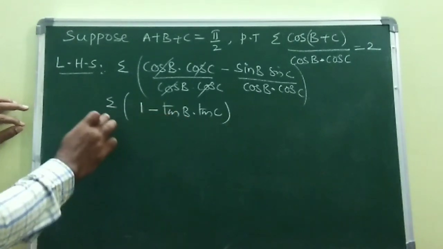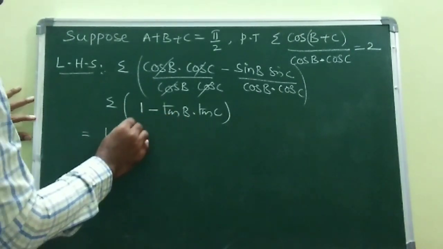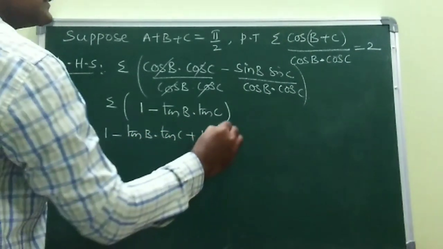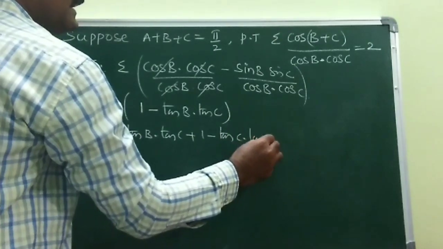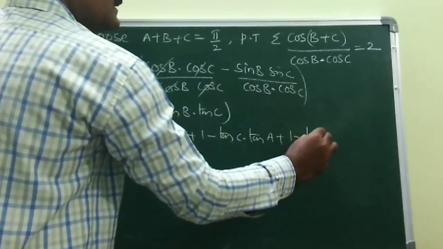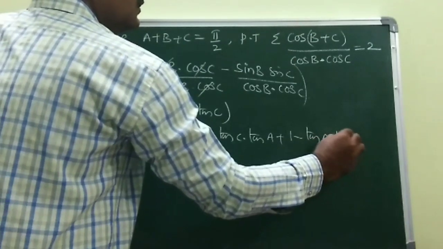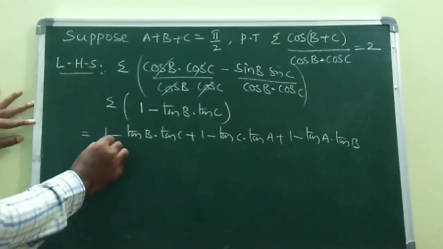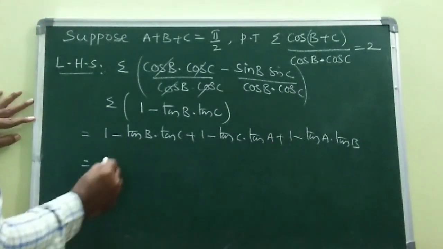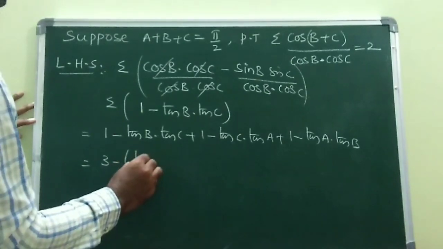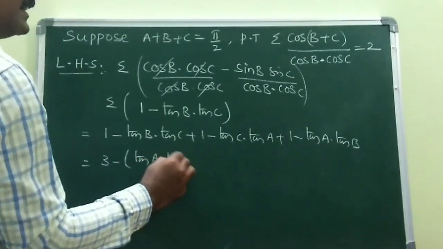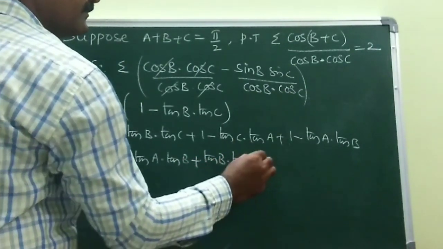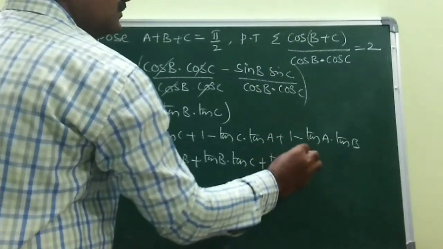Let us expand this sigma notation. So 1 minus tan B into tan C plus 1 minus tan C into tan A plus 1 minus tan A into tan B. This is the expansion. So see here, 1 plus 1 plus 1, 3, minus of, let it be, tan A into tan B plus tan B into tan C plus tan C into tan A.